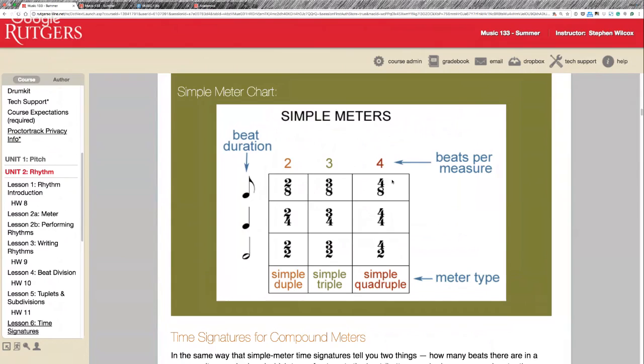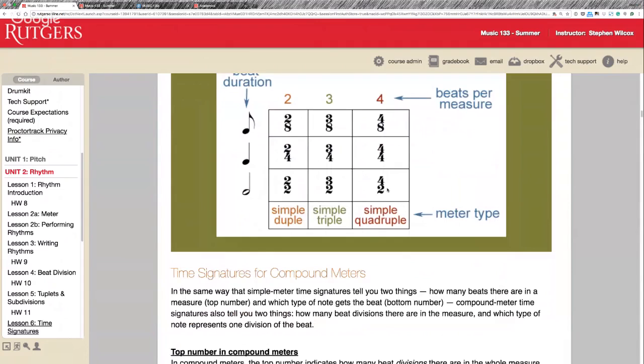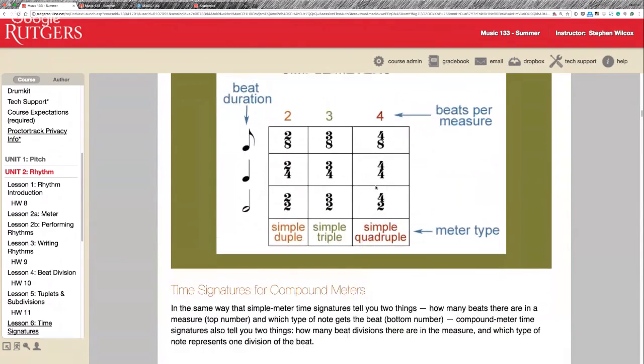And from those, there are 2 flavors. So we have 2, 3, and 4 in simple, and 2, 3, and 4 in compound. So this is where it gives people trouble. But let's just start with simple. And remember, simple has beats that can divide into 2. So here are a large variety of simple meters that divide into 2.